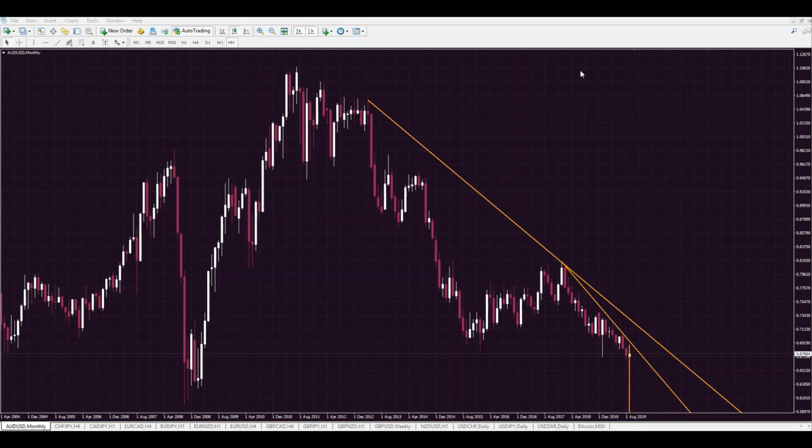This Sunday, I've got setups for Australian USD, CHFJPY, CADJPY, EURCAD, Euro New Zealand, Euro USD, GBP JPY, GBP New Zealand, New Zealand USD, USD CHF, USD JPY, and BTC USD. There goes.